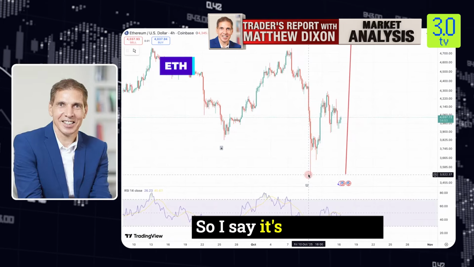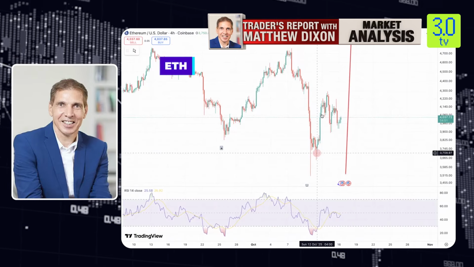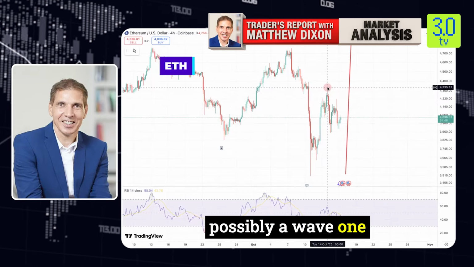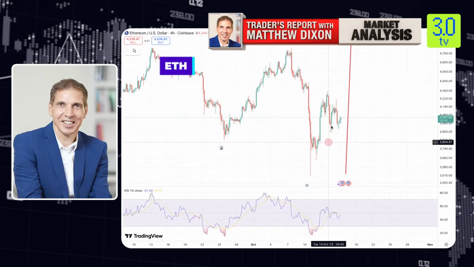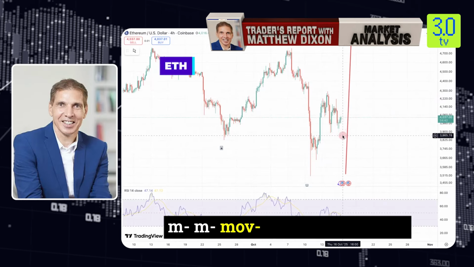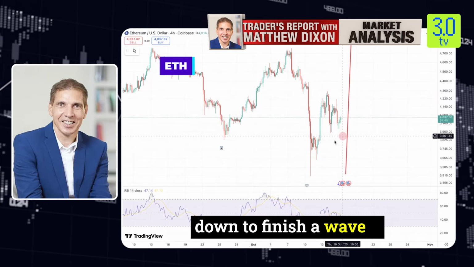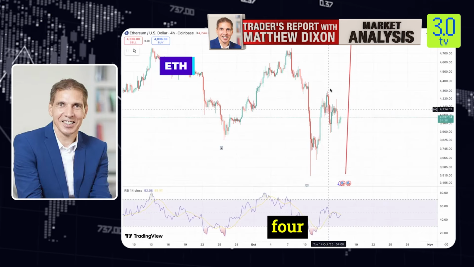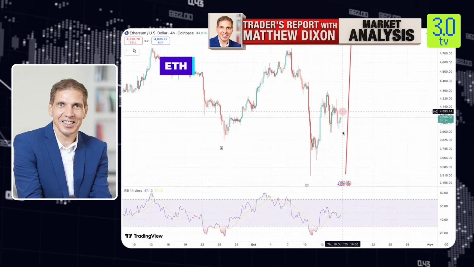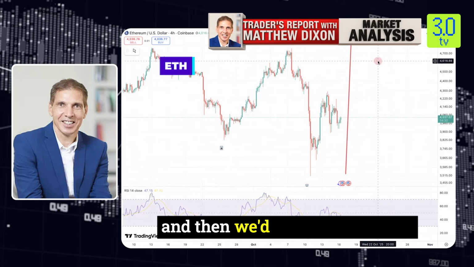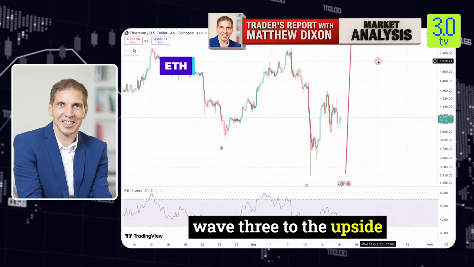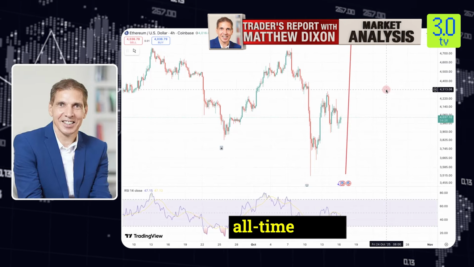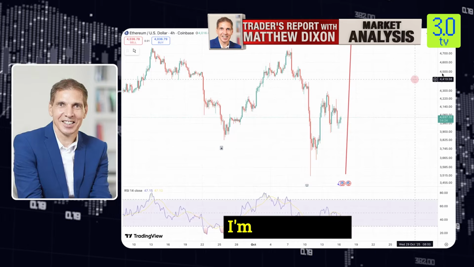So I say it's impulsively because we've got a wave 1, 2, 3, 4, 5. That's the beginning of an impulse, possibly a wave 1. Then A, B, we may have a little bit further movement down to finish a wave C. So that would be basically a wave 1 up made up of 1, 2, 3, 4, 5. That's a 1 up. An ABC wave 2 down. And then we'd expect a powerful wave 3 to the upside, then a 4 and a further 5 to the upside, probably to take us to new all-time highs for Ethereum. So I'm encouraged by that.